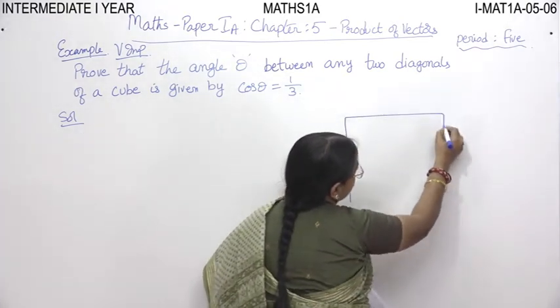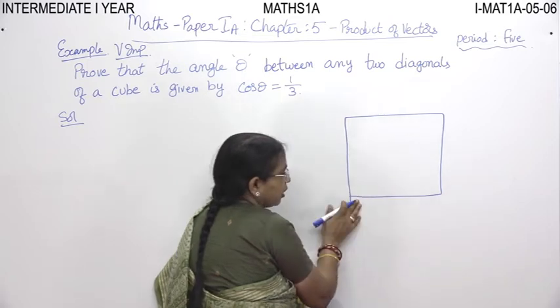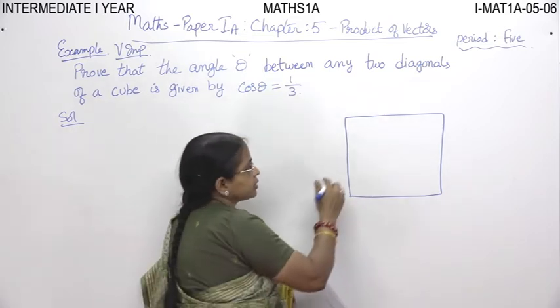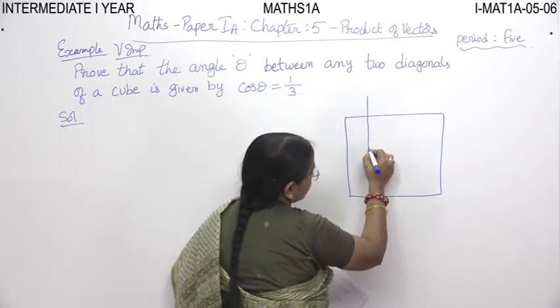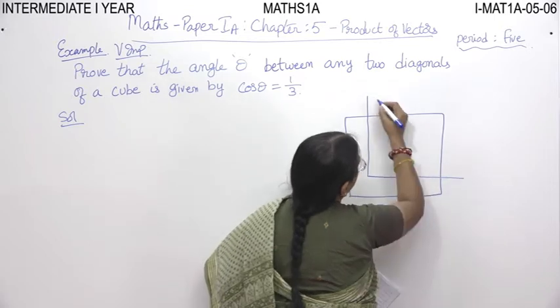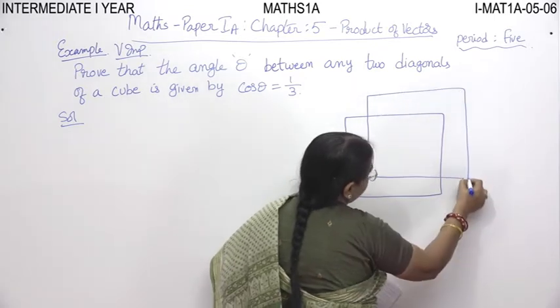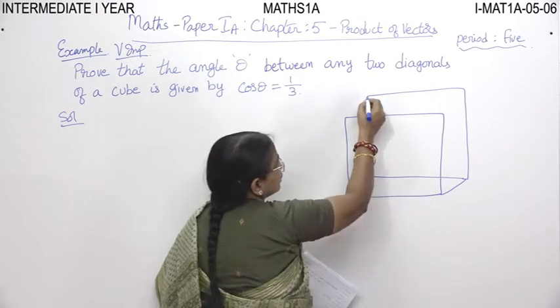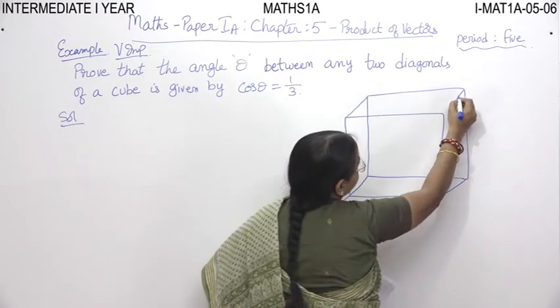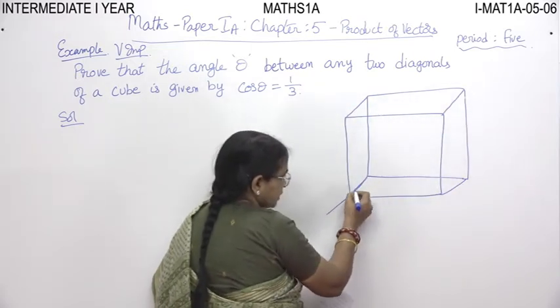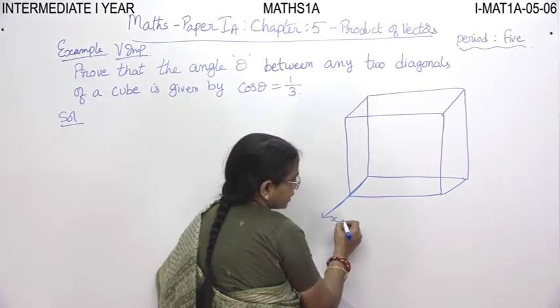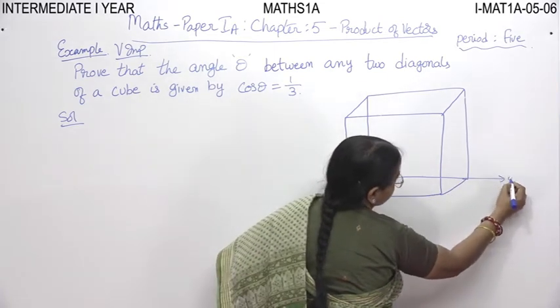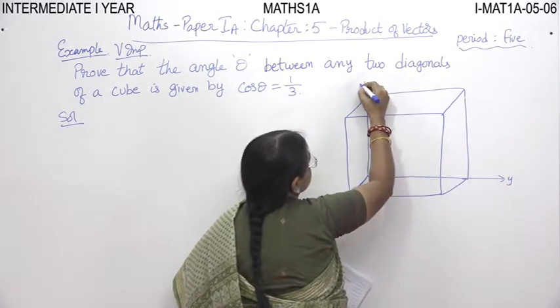Learn how to draw the cube. Draw a square and again draw another square. Then join like this. So this is the cube. Now take this as x-axis. This is x-axis and this is y-axis and this is z-axis.